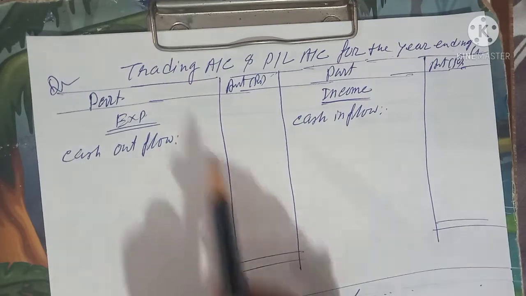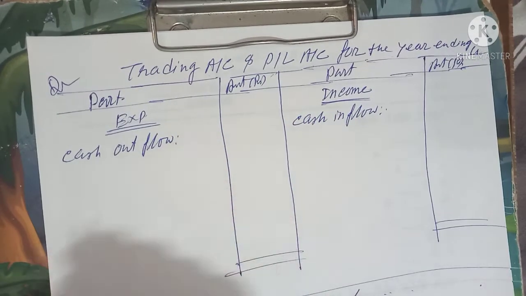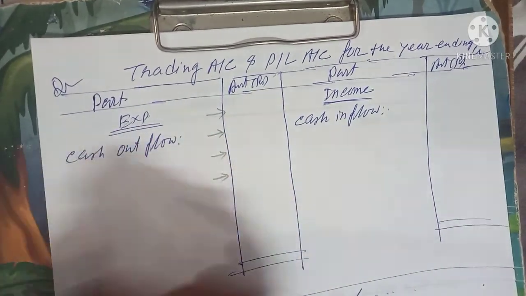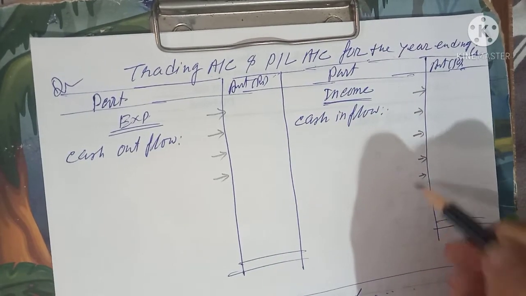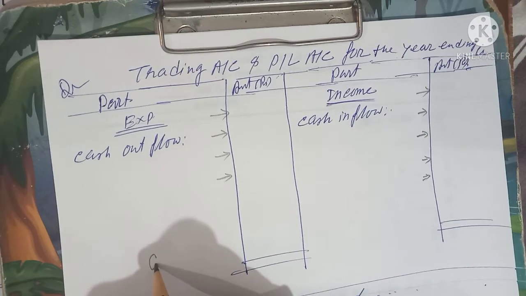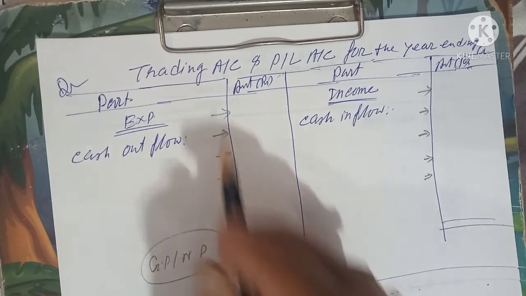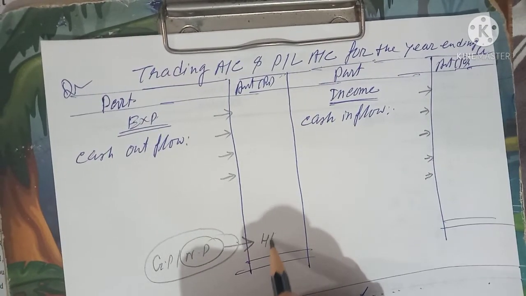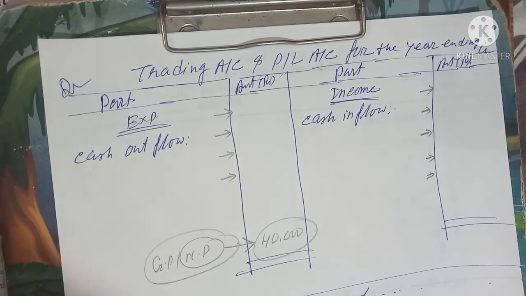On this side, I have done the trading account and profit and loss account together. So generally what you do is write here one by one all the expenses, which is your expense side, and here you write all the income, which is your income side. Here you get either the gross profit or net profit. As we are doing them together, we get net profit here. Suppose you get a net profit of 40,000, that does not mean you got 40,000 cash in the business.